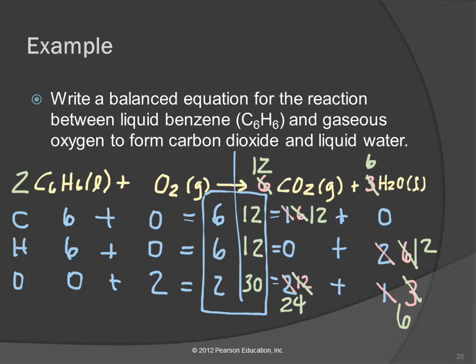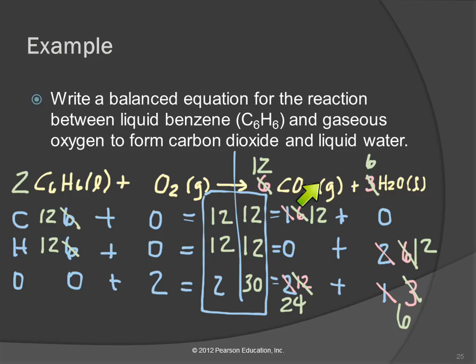Now on the left side, let's fix this up. So 2 C6H6s. That means I have 12 carbons and 12 hydrogens. Didn't affect the oxygens. So then I'm going to go and fix this guy up. 12 and 12. I left this O2 here alone because he was messed up to start with, and we're just going to deal with him at the very end.